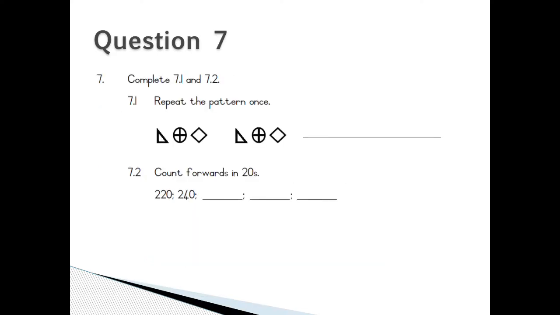Question 7.1. Repeat the pattern. We have a right angle triangle, a circle with a cross in the middle, and then a diamond. A right angle triangle, a circle with a cross in it, and then a diamond. 7.2. Count forwards in 20s. 220, 240. What comes next?